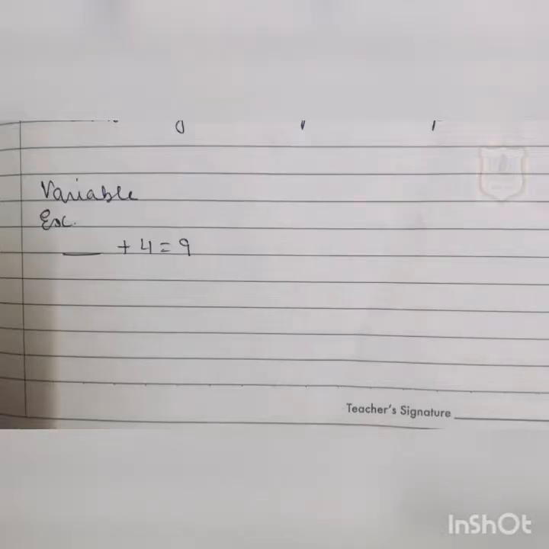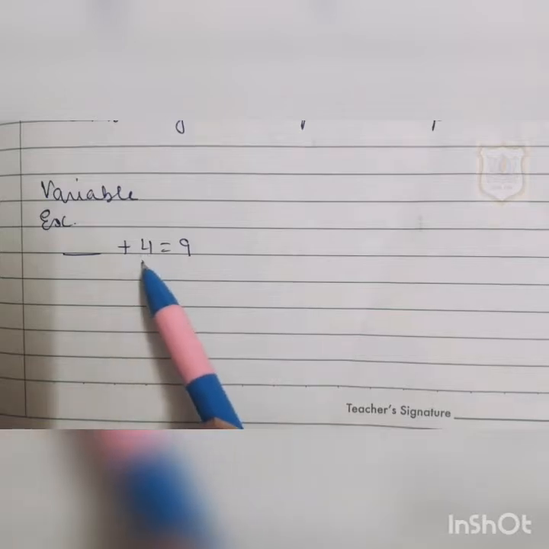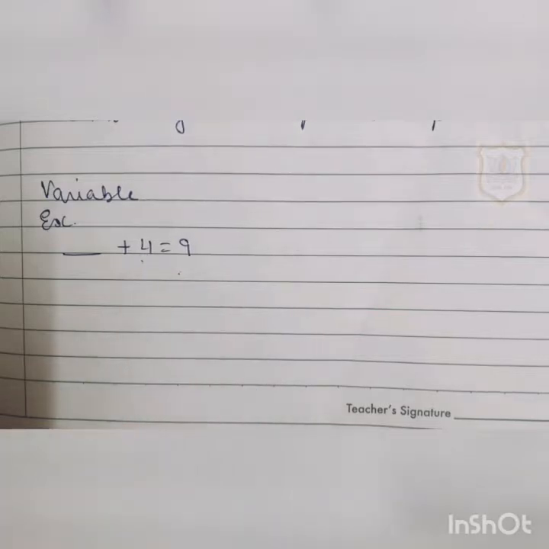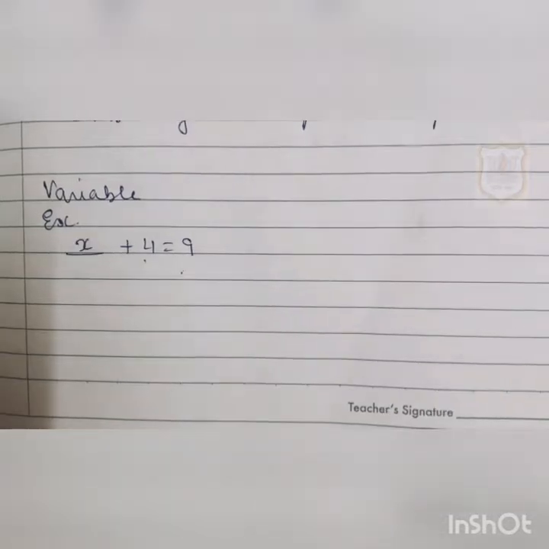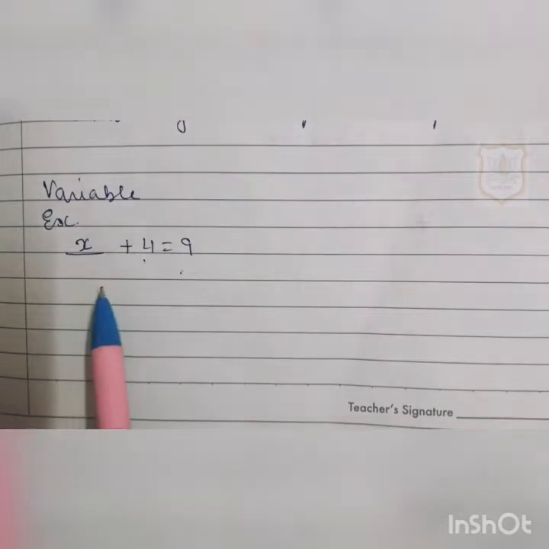For example, dash plus 4 is equal to 9. Now, in place of dash, we will write x. So, x is a variable. So, x plus 4 is equal to 9. We know what we add to 4 to get 9, that is 5. So, the value of x here will be 5. So, x here is a variable and 4 is a constant. But when we write is equal to 9, it means x has a fixed number, that is 5. So x can't be more than 5.